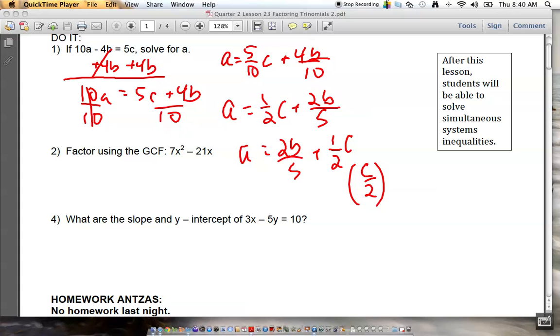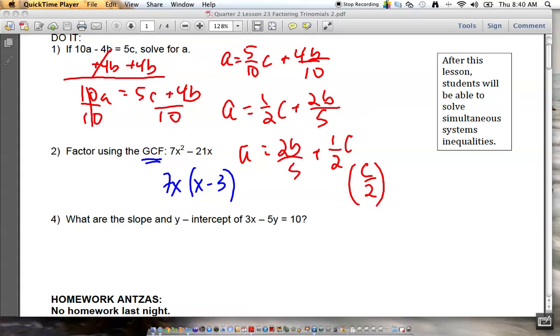Okay? Next, factor using the greatest common factor. As soon as it tells you to use the greatest common factor, that means I'm going to look for the biggest number and or variable that divides into each. What's the biggest number that divides into each? Everybody. 7. How many x's? 2. 1. You always choose the lowest number of x's. So 7x times x minus 3.